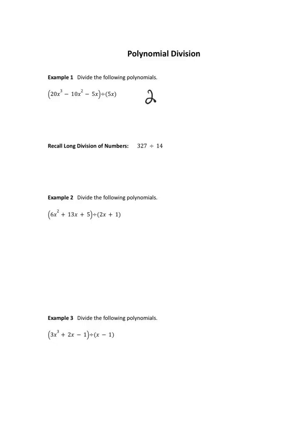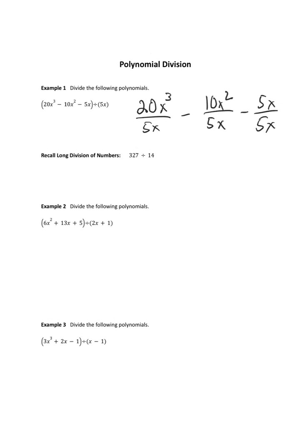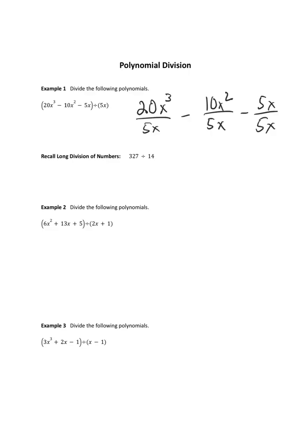So think of it like this. 20x cubed over 5x minus 10x squared over 5x minus 5x over 5x. Just like the distributive property, only with division. Then we simplify each of those. The 5 goes into 20 4 times. The x cancels out with one of those three x's, dropping that down to a 2.